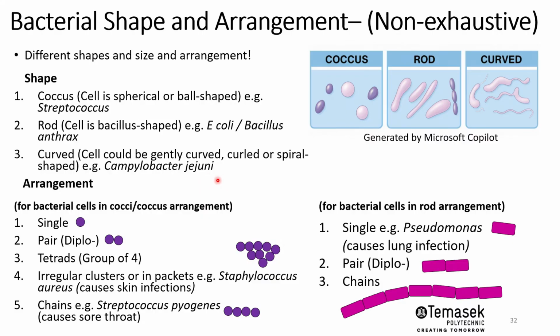So bacteria can also arrange in different forms. Those bacterial cells in coccus or cocci arrangement may appear as single cells and in pairs.